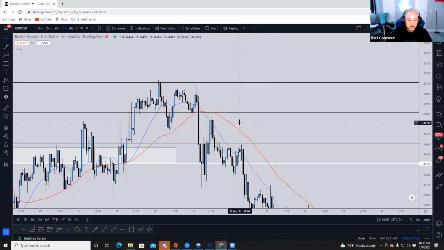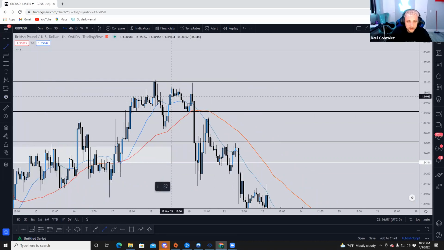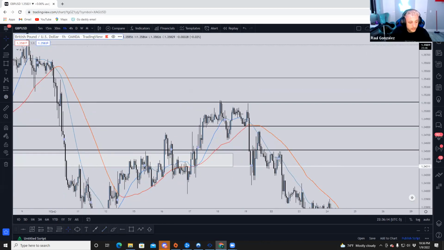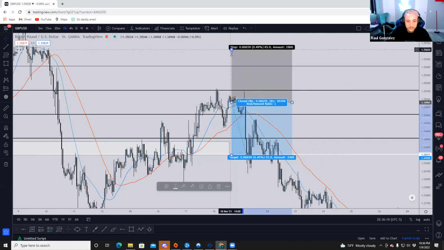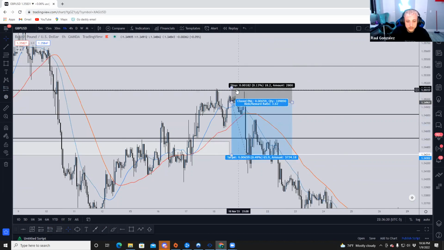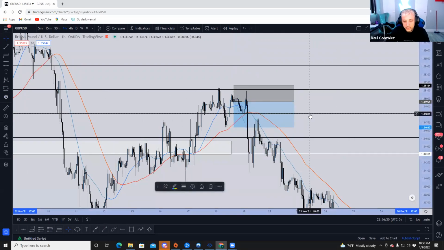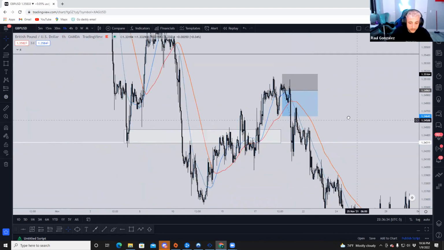Realistically though, if you would have taken a position, or let's say I would have taken a position here, your stop loss would have to go above previous structure, or at least above resistance, which is about 20 pips away. So let's see, if you would have targeted this intraday level of support here, that would have been about a 1.5 risk reward ratio.